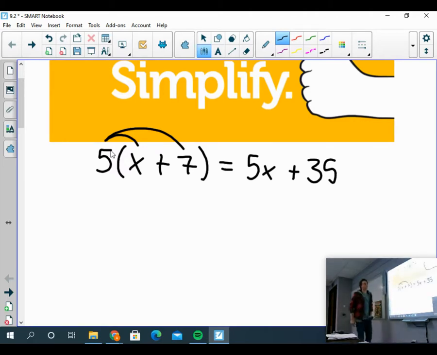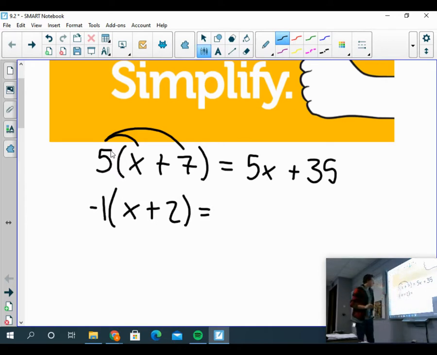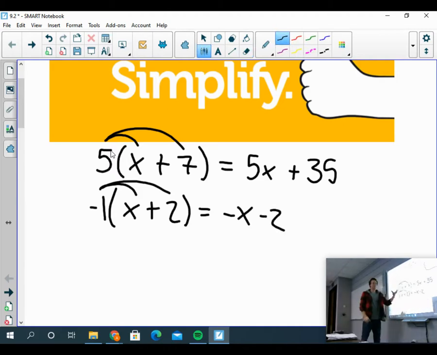We actually did something very similar to this in our last lesson when we had a negative out front. The negative acts like a -1. So when we distributed it through, it ends up flipping the sign of everything inside the parentheses. This theme is going to be consistent with our first step in simplifying.